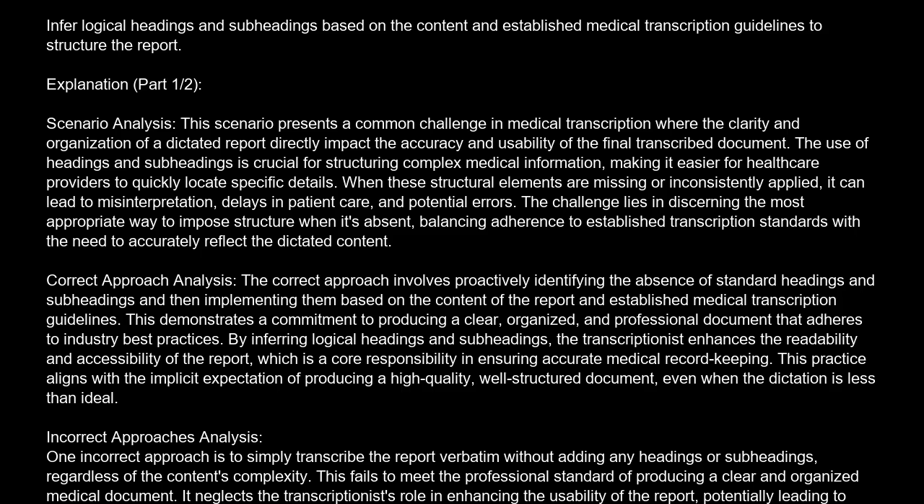This practice aligns with the implicit expectation of producing a high-quality, well-structured document, even when the dictation is less than ideal. Incorrect approach analysis. One incorrect approach is to simply transcribe the report verbatim without adding any headings or subheadings, regardless of the content's complexity. This fails to meet the professional standard of producing a clear and organized medical document.